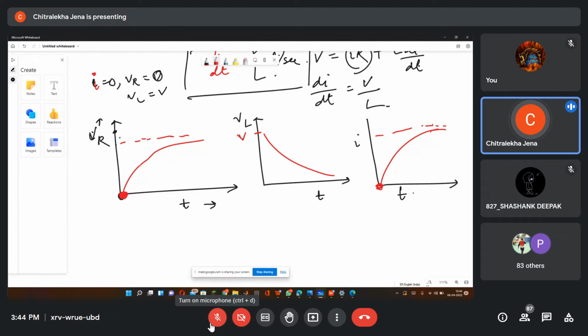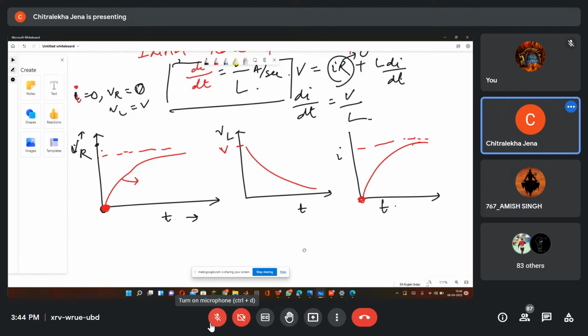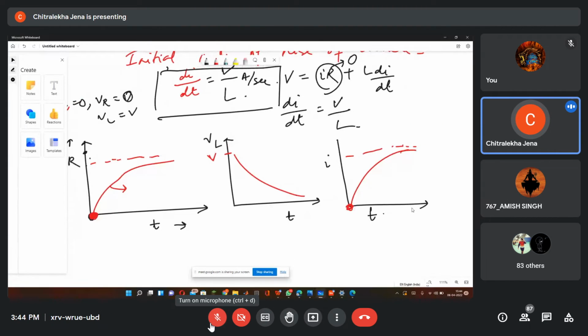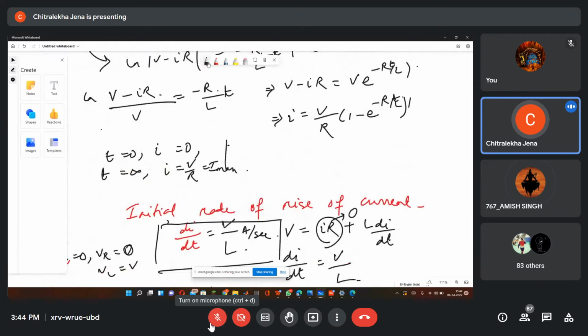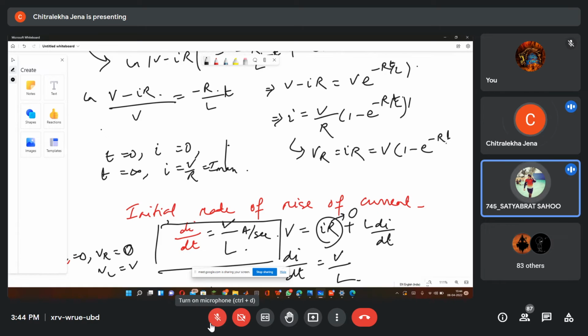So in between, you tell me the equation only. What is the equation for the voltage across the resistor? Tell me. Such a big question? V minus L di by dt. So V is equal to IR. VR is equal to IR. That is equal to how much? Capital V into e to the power minus Rt by L.